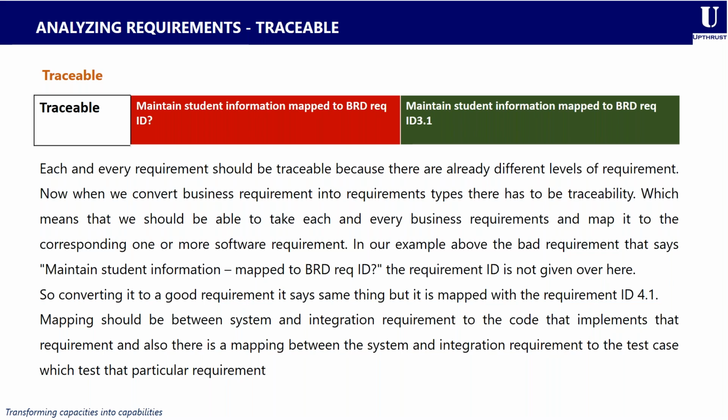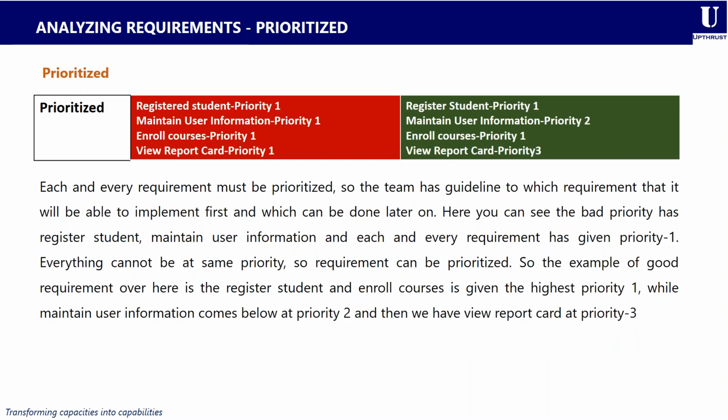The next one is for you to ensure that your requirements are always prioritized. Every requirement must be prioritized so that the team has guidelines on which requirement will be implemented first, and which can be done later in the course of the project. Here you can see that a bad priority has register students, maintain user information, enroll courses, and view report card, all with a priority of one. You're more or less telling the implementation team that all of these things need to be implemented at once, because they are all very, very important. And this will make the team run into a lot of friction and time constraints.